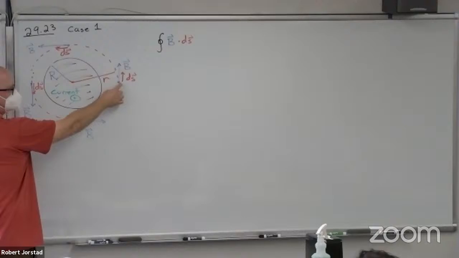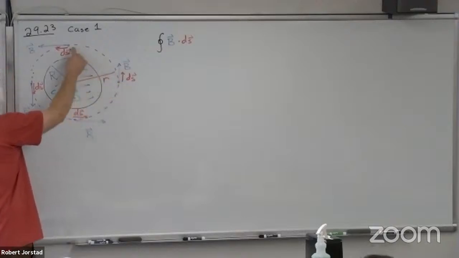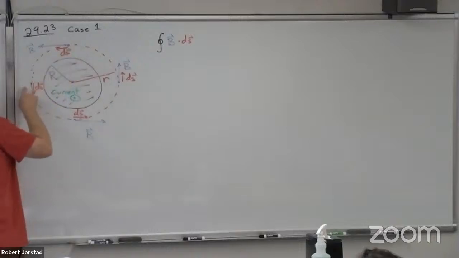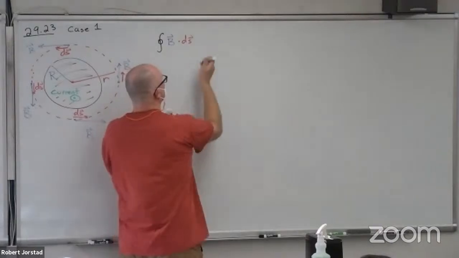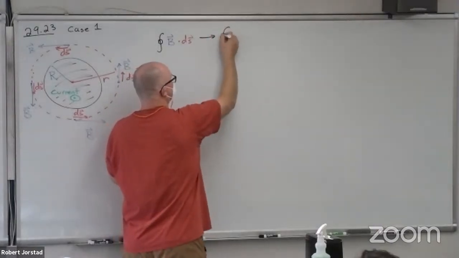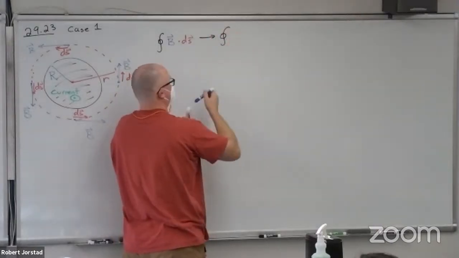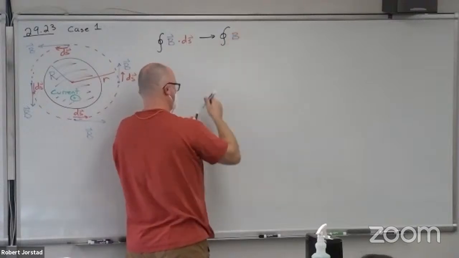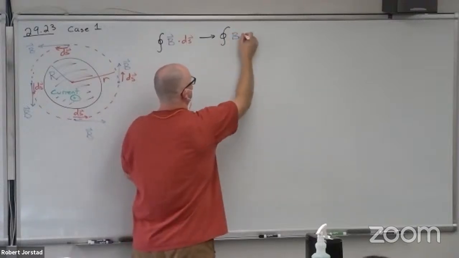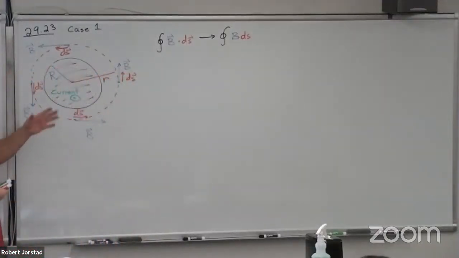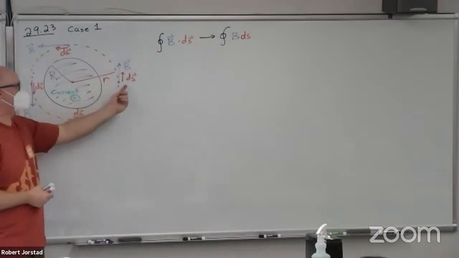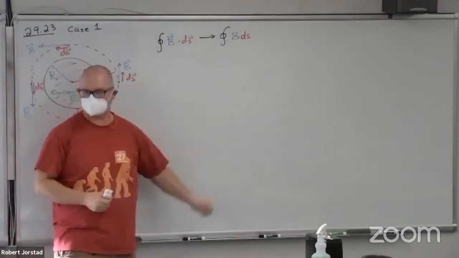You're going to get cosine of 0. That's 1. How about up here? So doesn't this go to B ds without the vectors? That's all I'm trying to say right now. The idea is, aha, if I have a cylindrical wire and I use a circular loop, I get this interesting thing happening where the dot product drops out.